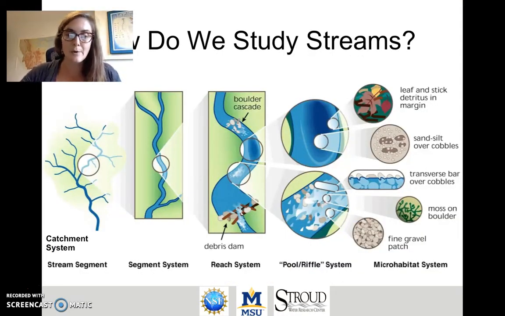So researchers think about a variety of different scales when they study streams and the physical habitat conditions of streams. The largest is the catchment or watershed scale, so that's shown over here on the left. That would consider the entire network of all the different rivers that contribute to that catchment or watershed. We then have progressively smaller sections of streams that researchers might be interested in studying, including a reach system or even microhabitats, which would include things like leaf packs or areas of sand or even a fine gravel patch.